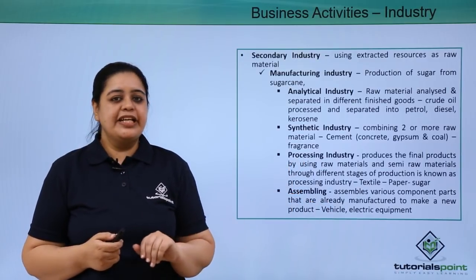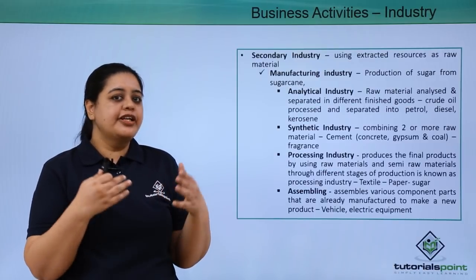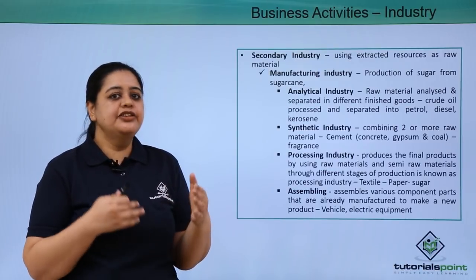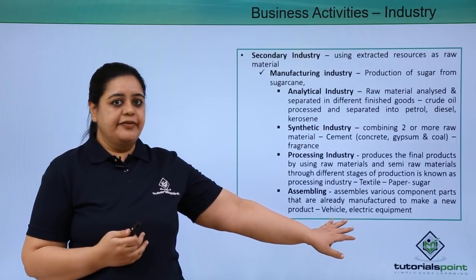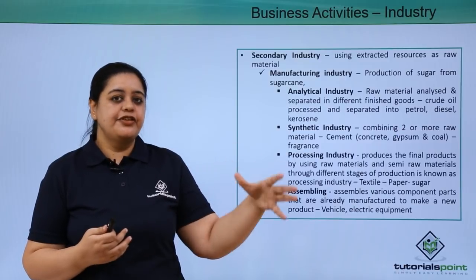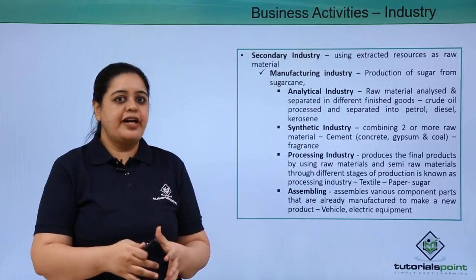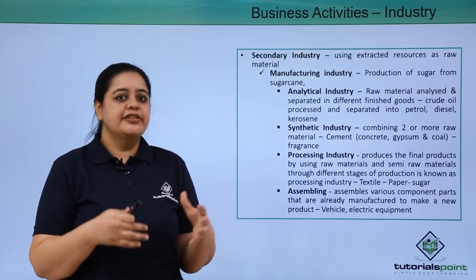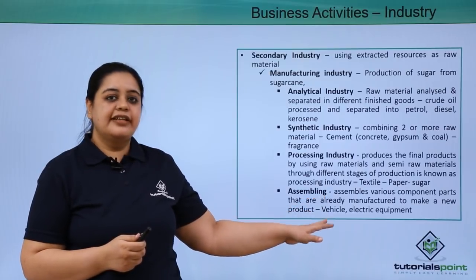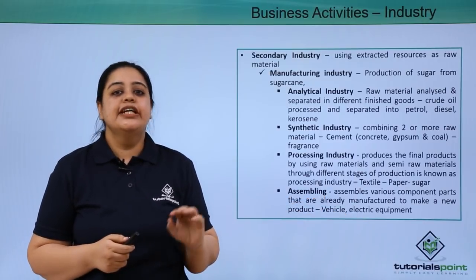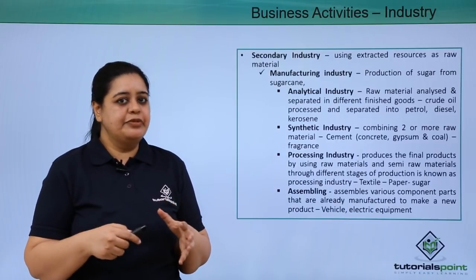Then we have assembling industry. Here, various parts or components are joined together to get the final product. When I am saying vehicle, if you imagine a car, it has various subparts which are assembled into it. So to make a car, I need all those subparts and hence those come under assembling. Same goes with your electrical equipments. Even they have to be assembled.